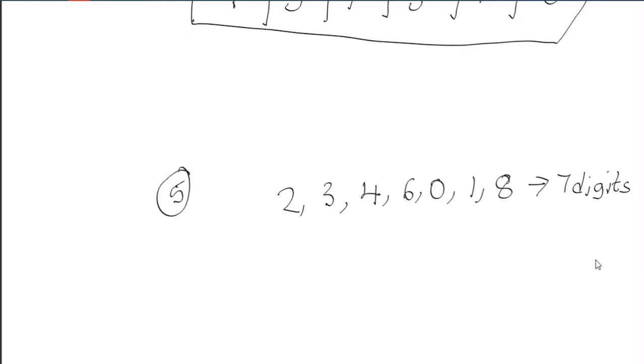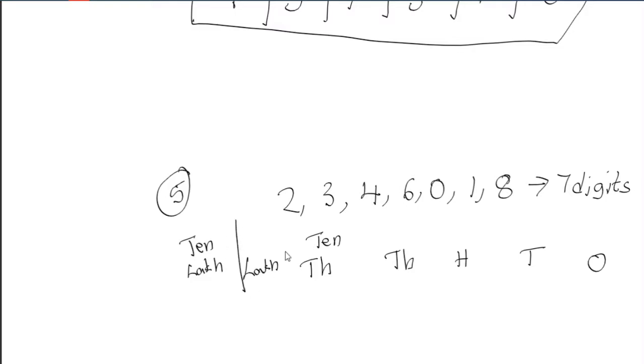What are the 7 places, children? Ones, tens, hundreds, thousands, 10,000, lakh, and the next place is 10 lakh. Okay children, these are the 7 places.